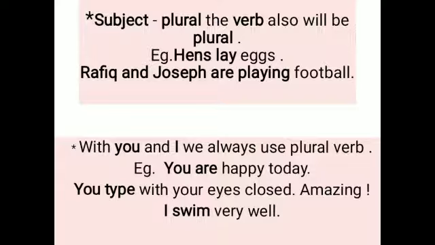The next sentence is given, you type with your eyes closed. Amazing. So here you and type both are plural verbs. The next sentence is given, I swim very well. I hope you can understand this.